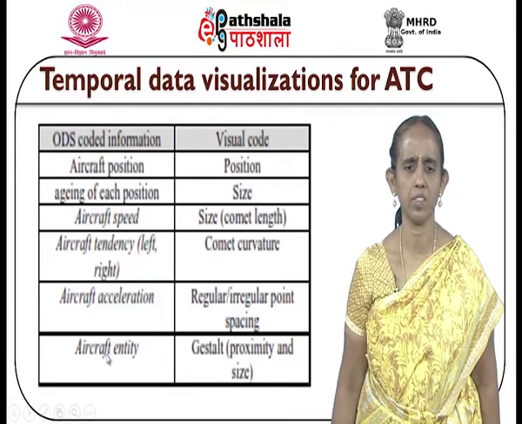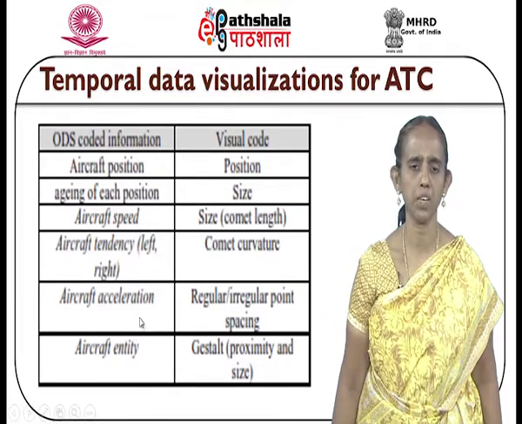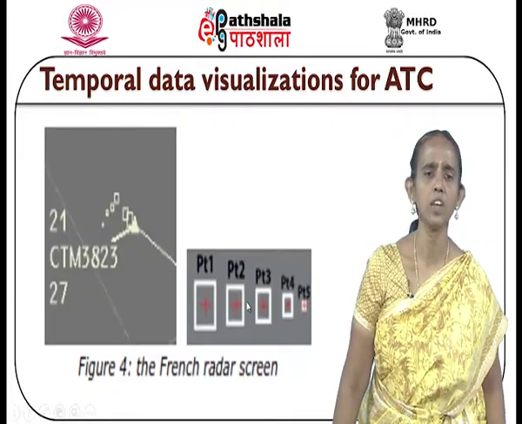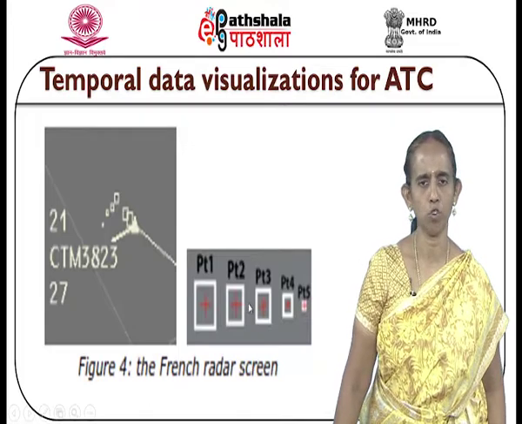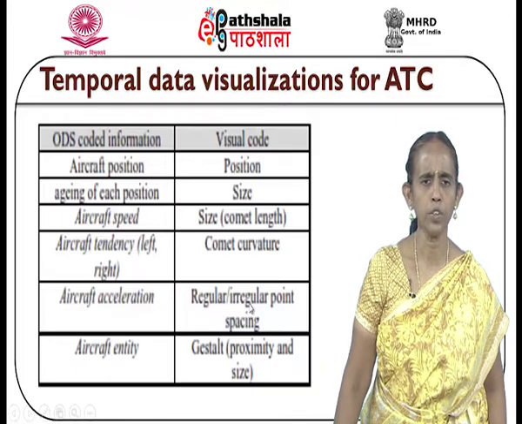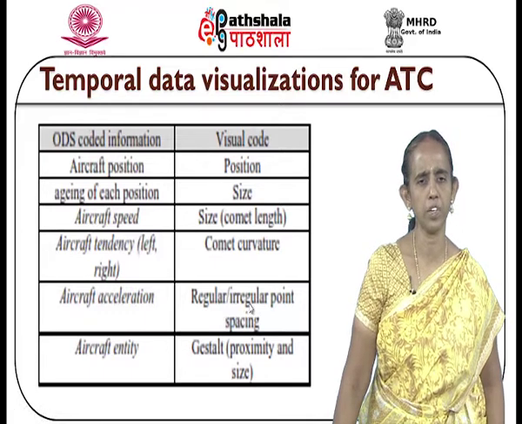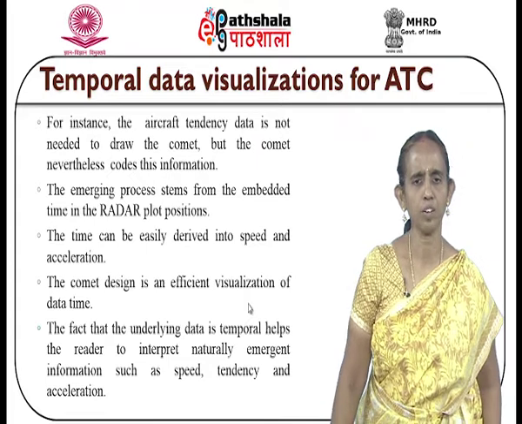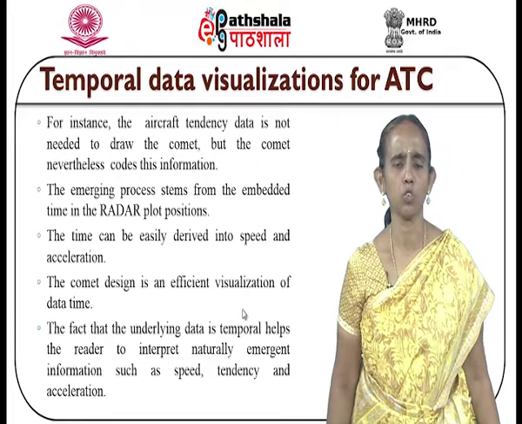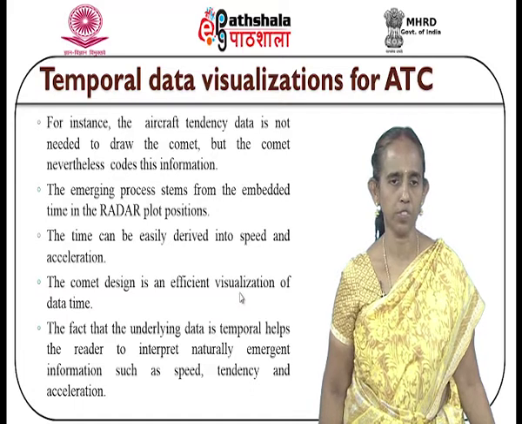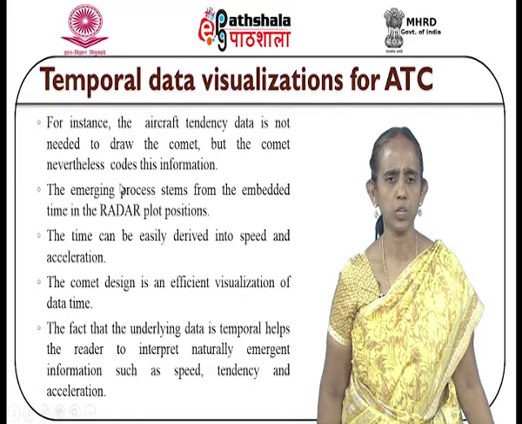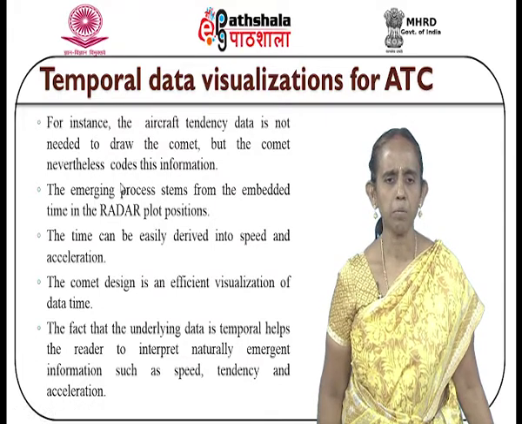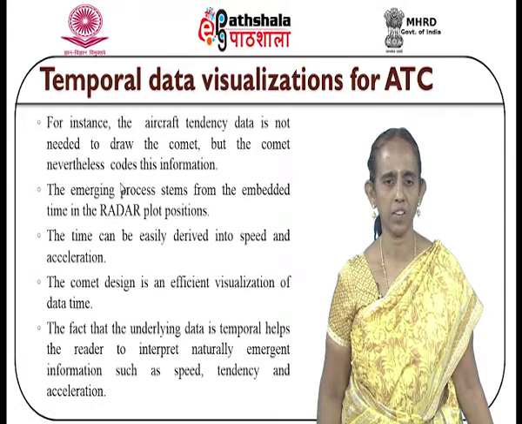aircraft entity is represented with respect to proximity and size basically. Proximity is the nearness of each and every object that is placed on the screen. So this is how the ODS coded information is transformed into a visual code. So for instance, the aircraft tendency data is not needed to draw the comet, but the comet nevertheless codes this kind of information. The emerging process stems from the embedded time in the radar plot positions, and the time can be easily derived into speed and acceleration.